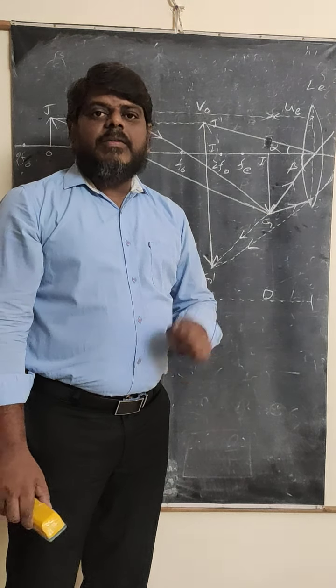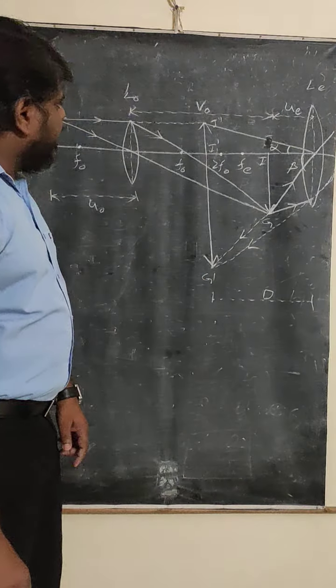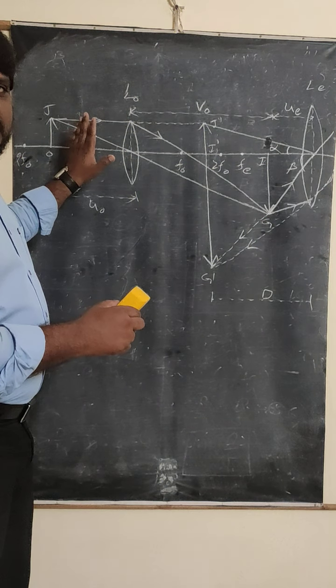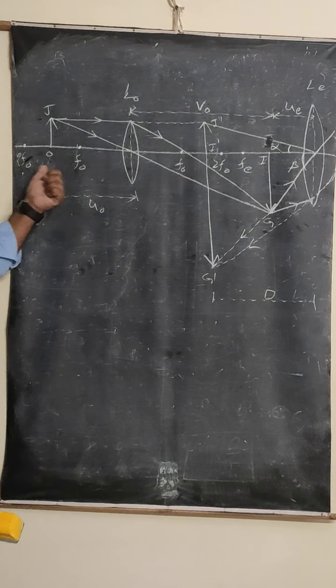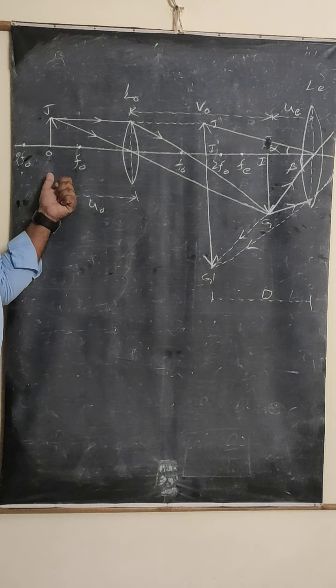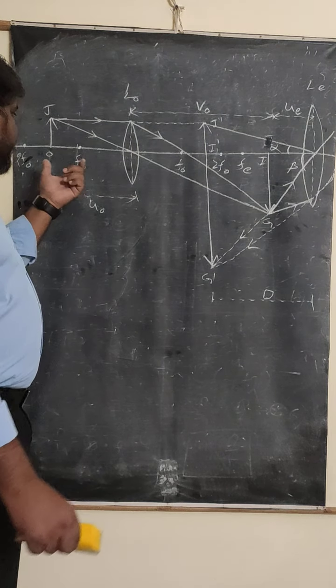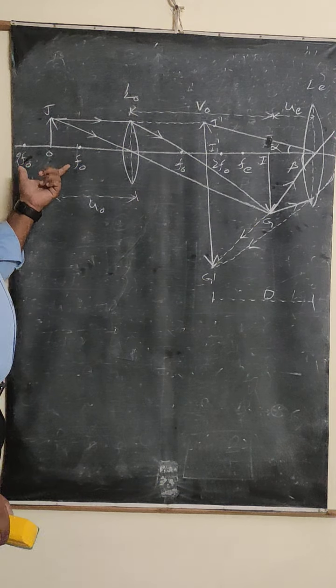So in the near point adjustment, what happens? All of you concentrate here. For both the near point and the far point adjustment, where should the object be placed? Between F0 and 2F0. Whichever adjustment you take, the object is placed between F0 and 2F0.